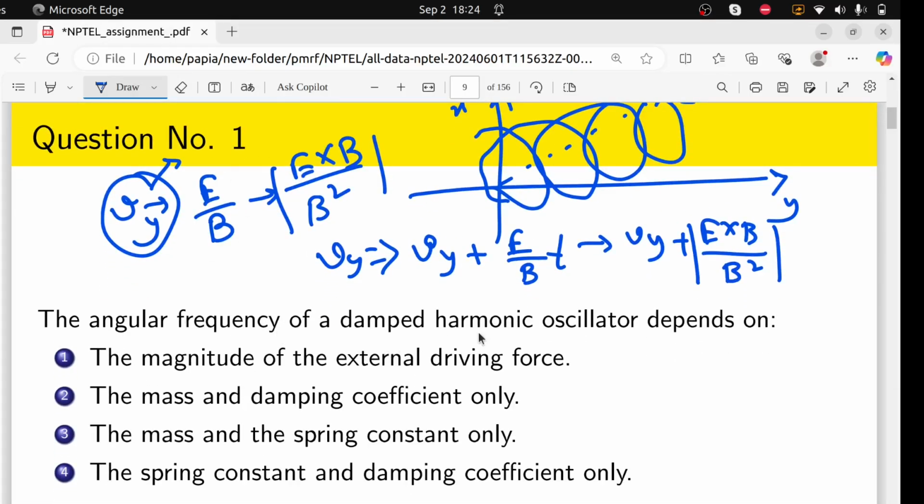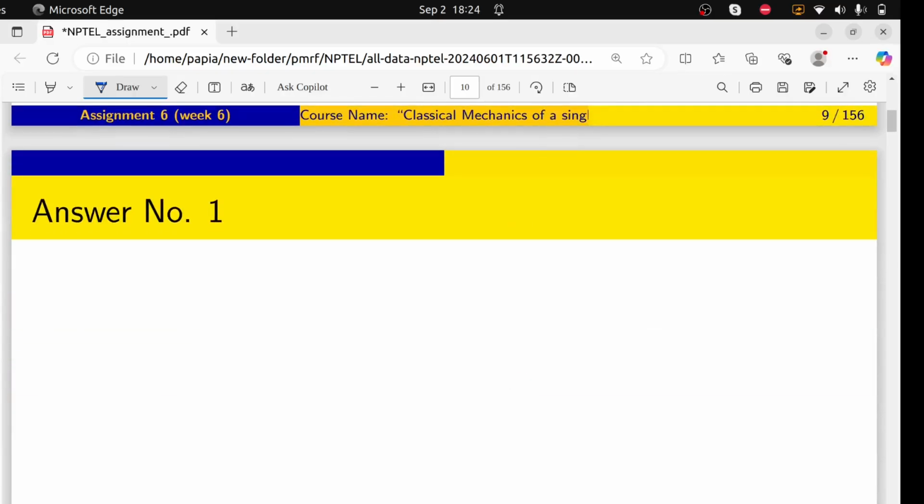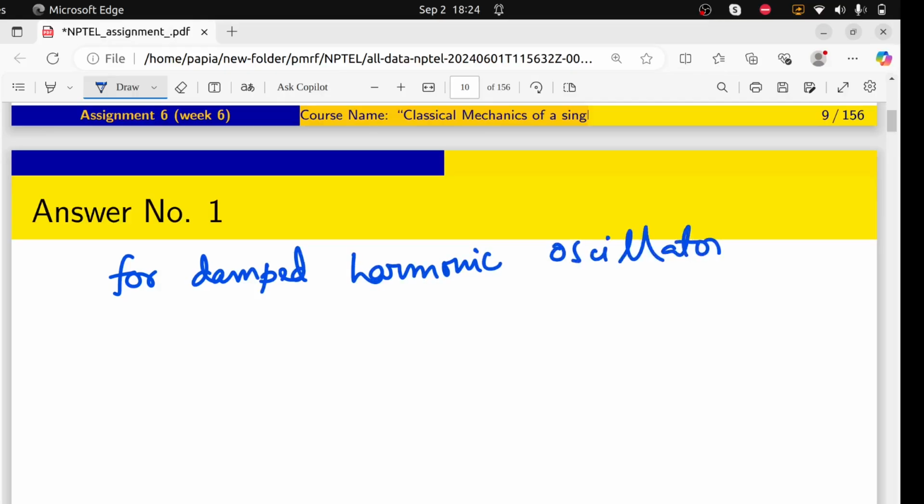The angular frequency of a damped harmonic oscillator depends on what? Okay. So first of all, angular frequency of a damped harmonic oscillator. For a damped harmonic oscillator, the expression is x double dot plus 2 lambda x dot plus omega 0 square x equals 0, and there is no force they are talking about, right? So for a damped harmonic oscillator, this is the expression.